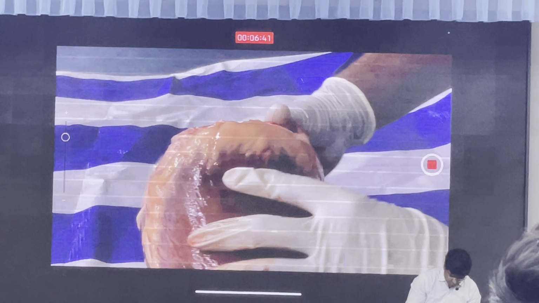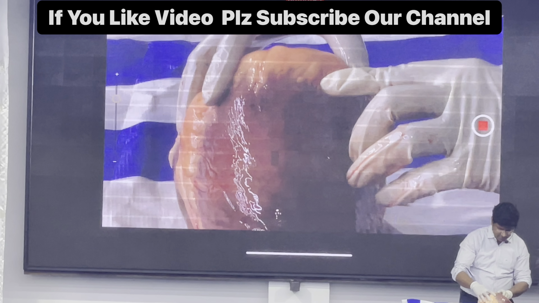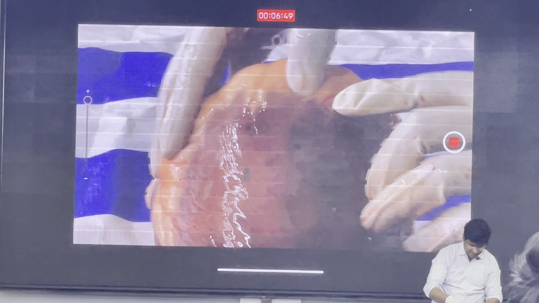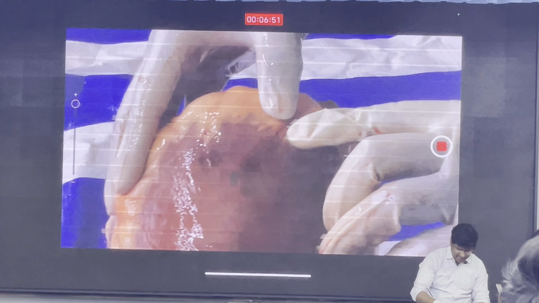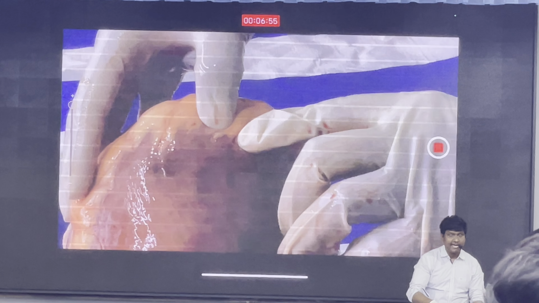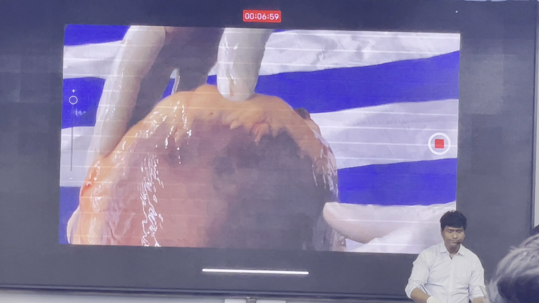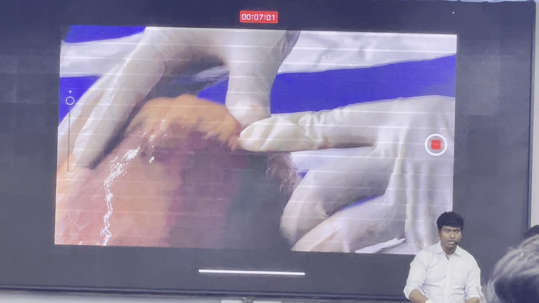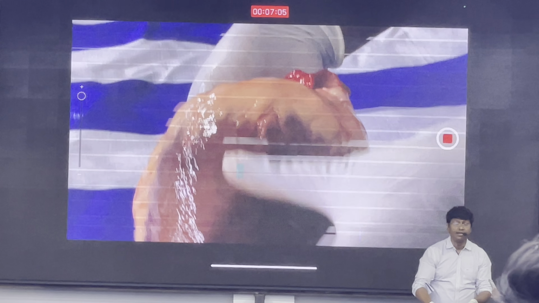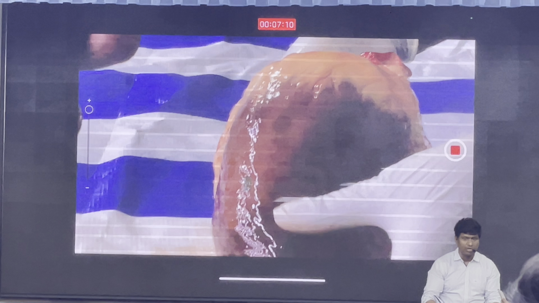This, you just show my index finger here. Can you see this particular vessel which is passing? Is it visible? Right? So that is your left circumflex, and that will supply the lateral wall of the left ventricle. So when this vessel is blocked, the individual will develop lateral wall MI.